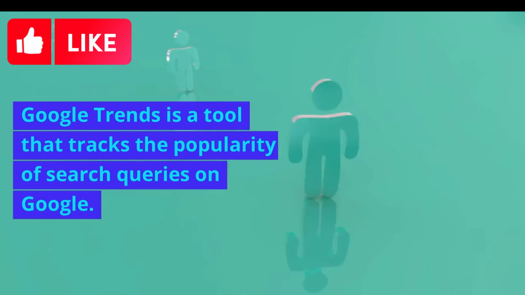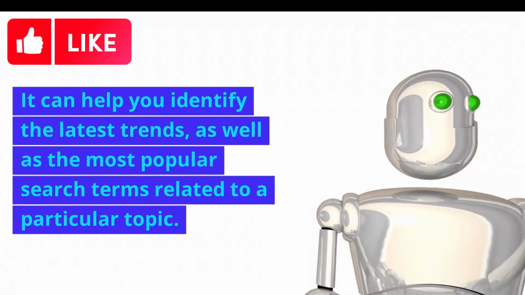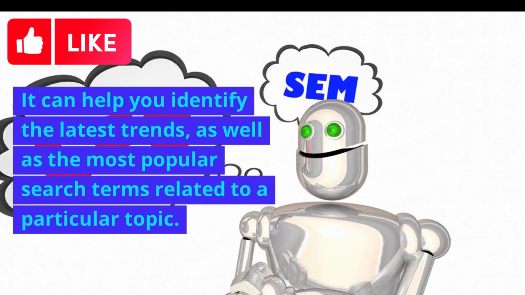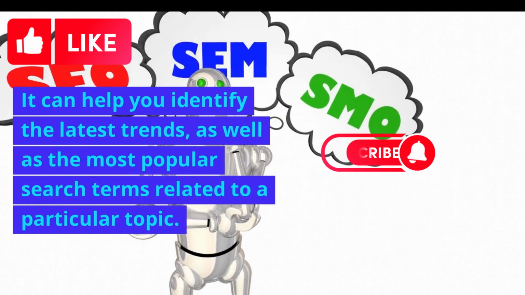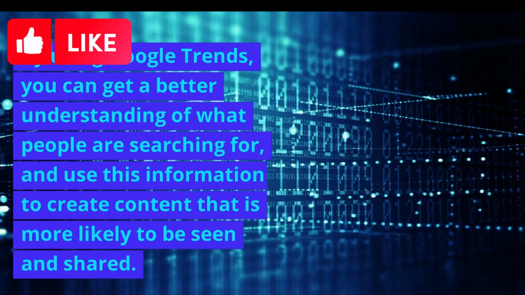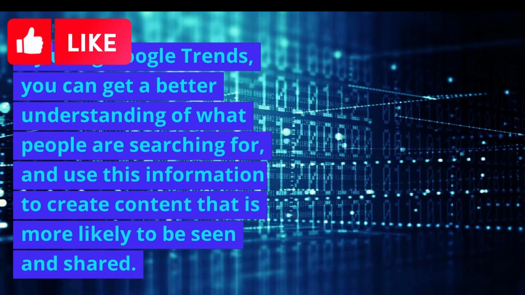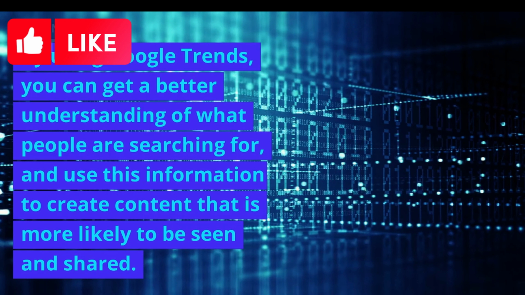Google Trends is a tool that tracks the popularity of search queries on Google. It can help you identify the latest trends, as well as the most popular search terms related to a particular topic. By using Google Trends, you can get a better understanding of what people are searching for, and use this information to create content that is more likely to be seen and shared.